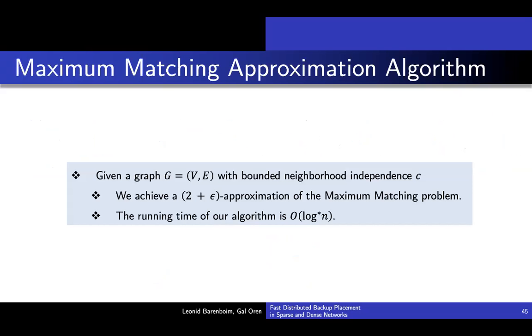So to conclude this part, given a graph G(V,E) with bounded neighborhood independence C, we achieve a 2 plus epsilon approximation of the maximum matching problem with running time of O(log* n), and all of that in a pretty simple manner.